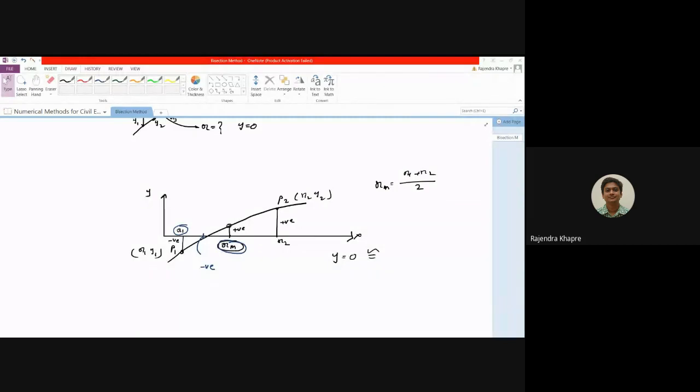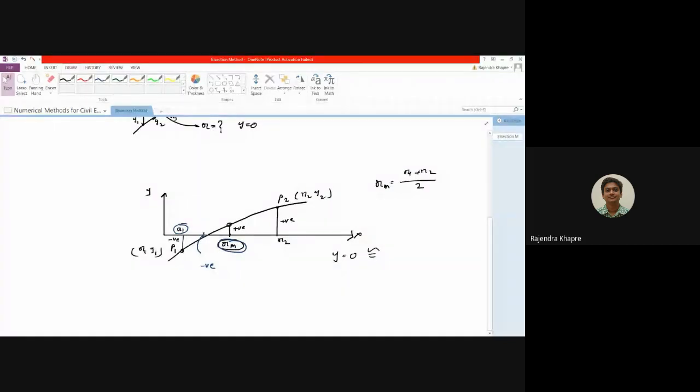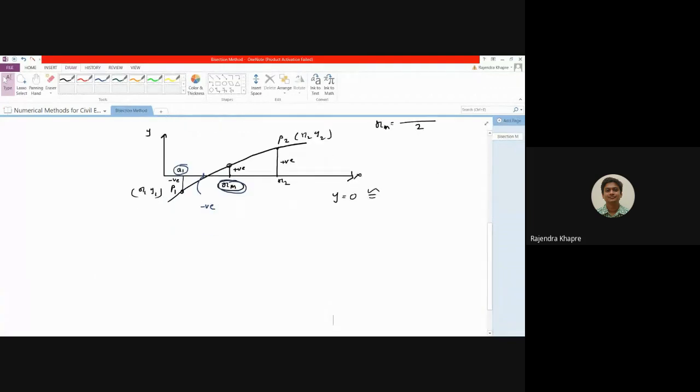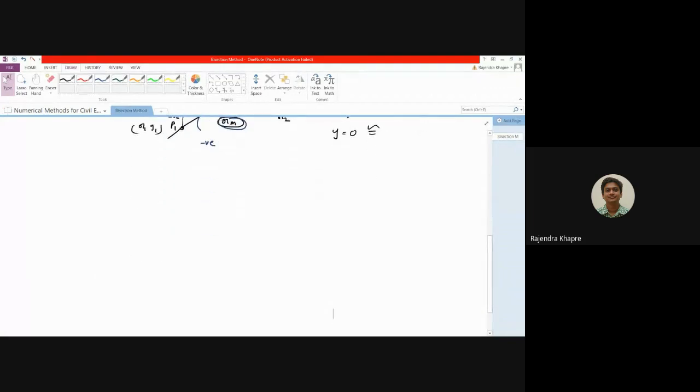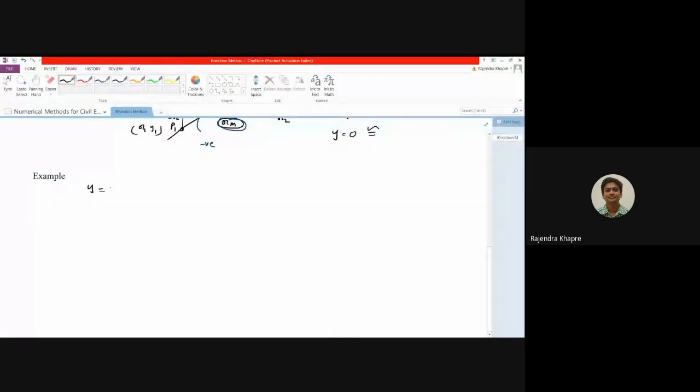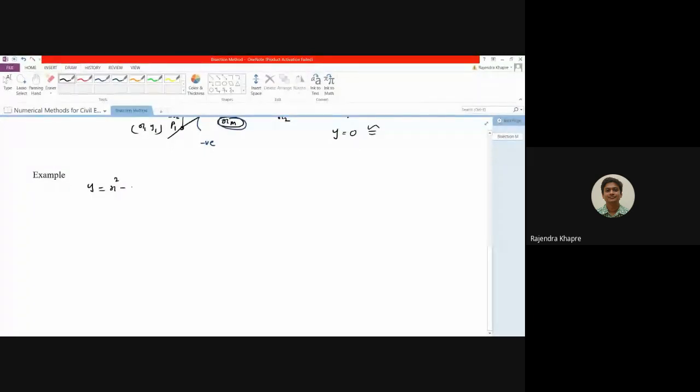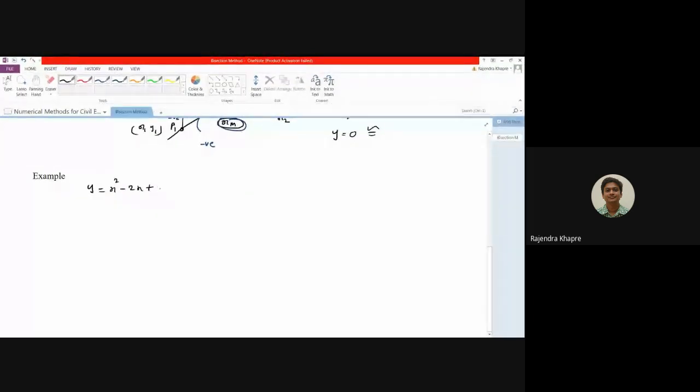In this, I'm going to take a simple example. Let us say y is x square minus 2x plus 4.